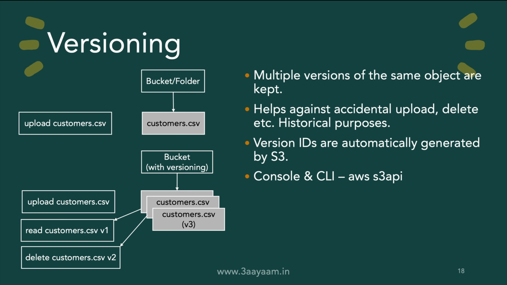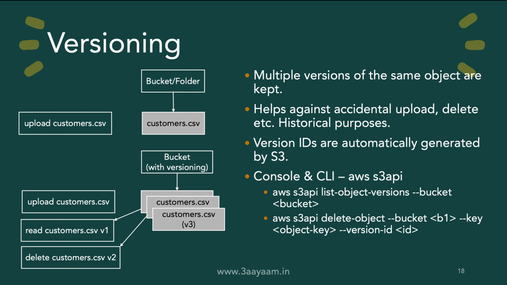In the console, we can see the different versions, and also using the CLI, we can look at the versions, and we'll have to use AWS S3 API, not AWS S3. So we'll have to use S3 API to check the versions, and these are the commands. We can look at the versions that a particular object has in the bucket. We can mention aws s3api list-object-versions in the bucket, and then we can delete individual objects also. So we can mention the bucket, then the object key, and then the version ID.